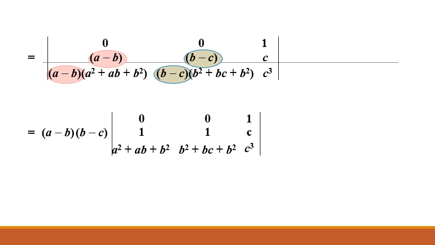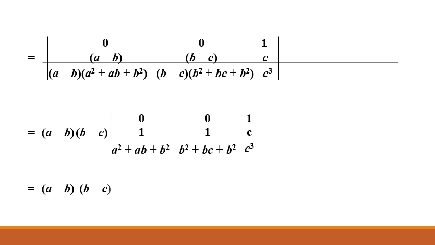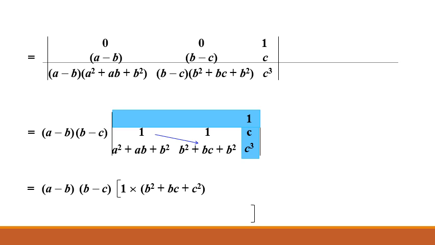and 1 c c cube. We will expand it using R1 because R1 consists of the maximum number of zeros. On simplifying, we get 1 into b square plus bc plus c square minus a square plus ab plus b square. Next, on simplifying, we get (a minus b)(b minus c) into b square plus bc plus c square minus a square minus ab minus b square.